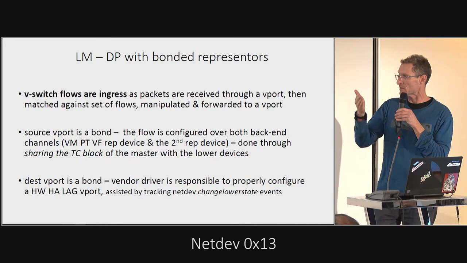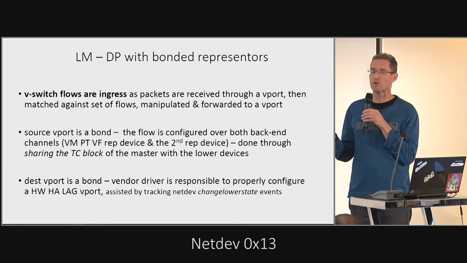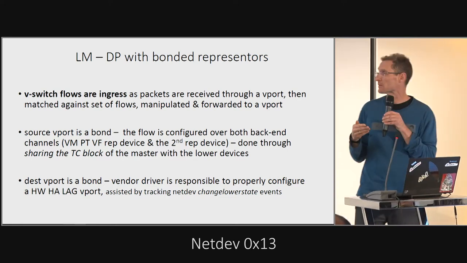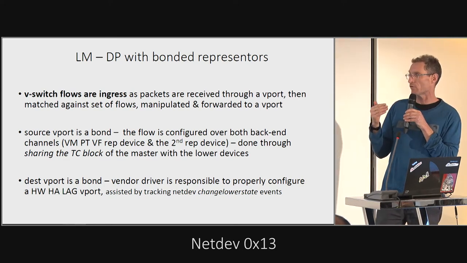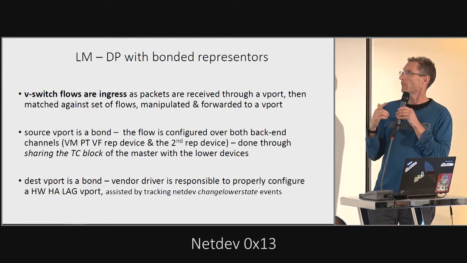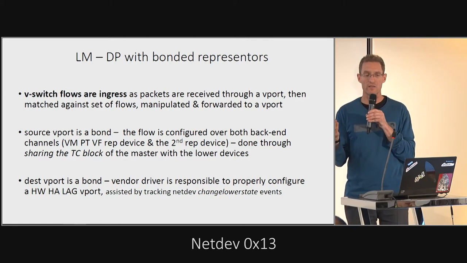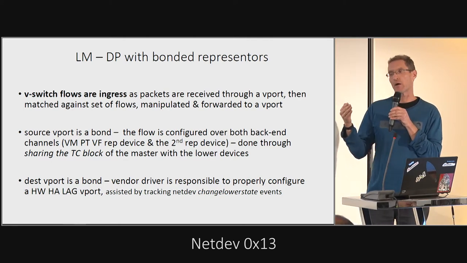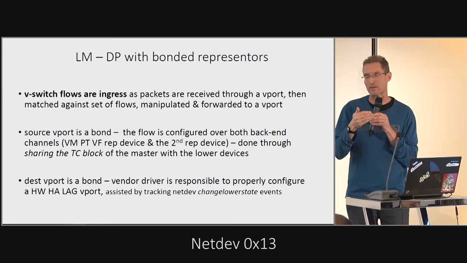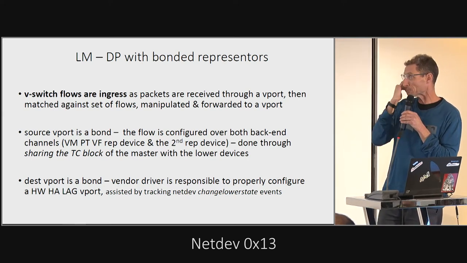This is done through something called TC block sharing. The virtual switch, OVS, installs the flow on the bond device, but before that, OVS shares the TC blocks of the bond with the two lower devices. This is also a nice patch from John from Netronome. When you share the block between multiple devices, you install the rule on the block, but it is replayed by the kernel to all the offloading drivers for all the instances. So this is one thing.